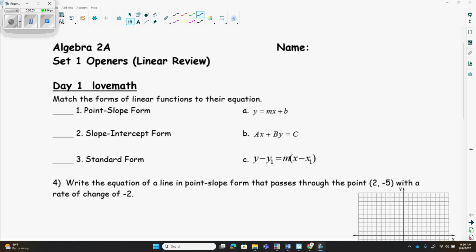All right, so we're going to do the opener. Anybody know number one? What's point slope form? Which one's point slope form? C is correct. Yeah. So I use a modified point slope form. Did anybody remember that one?